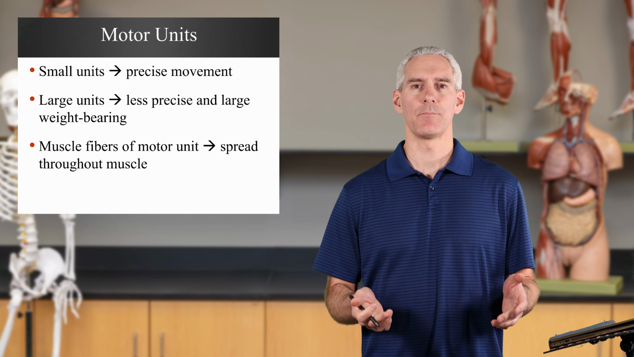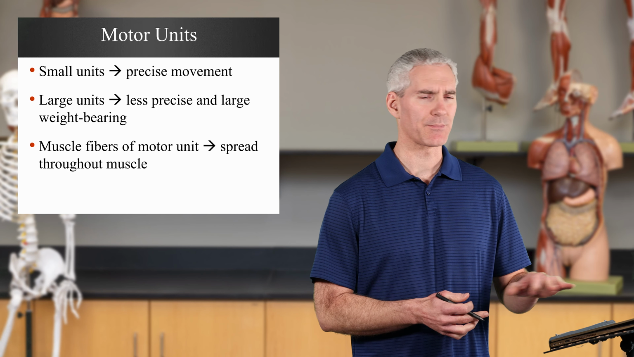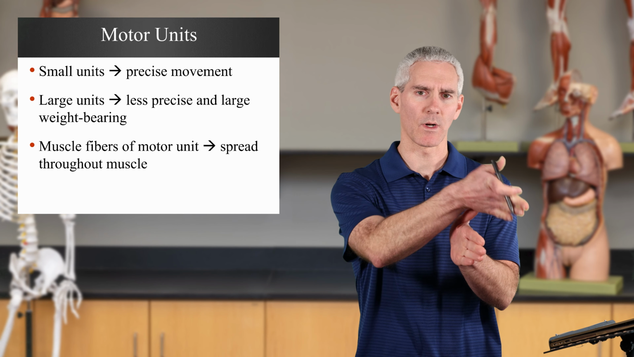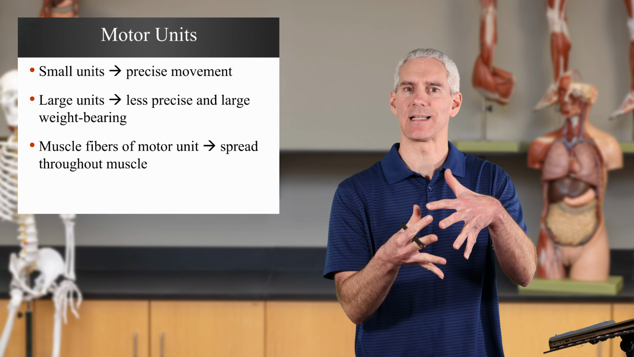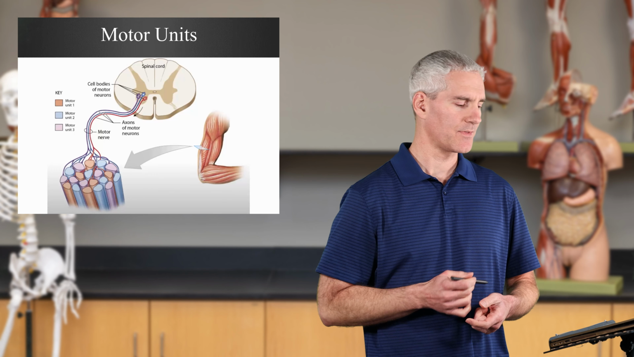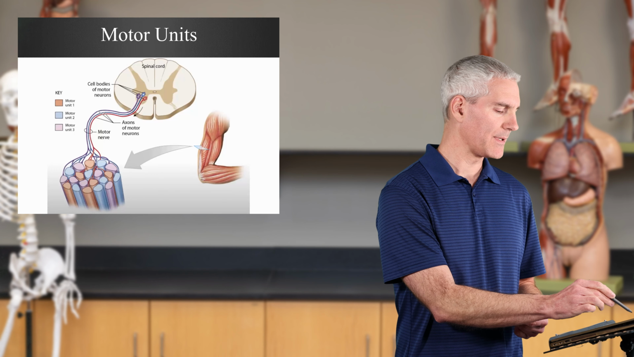Now, these motor units, these muscle fibers, are spread throughout the entire muscle. You don't have it going to one side or the other. It's intertwined, it's mixed. And the reason that's important is if you look at this one, you can see how this particular one, the red, goes here, goes out here, goes over here, goes down.